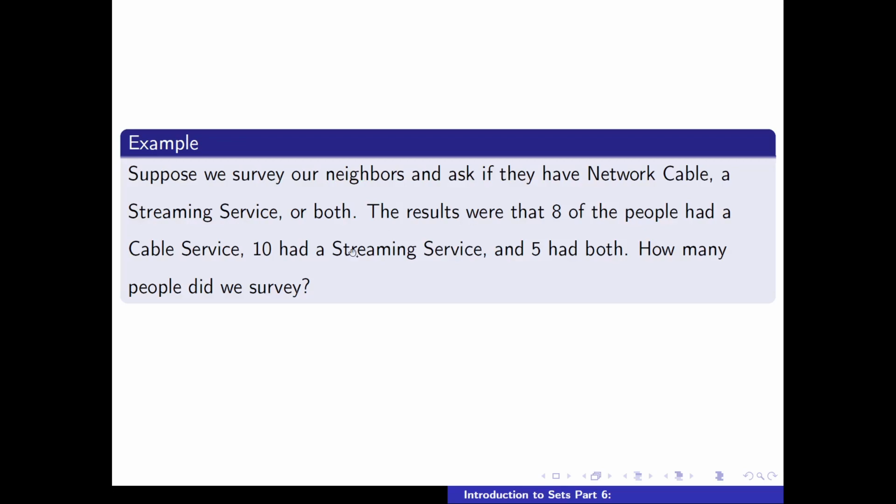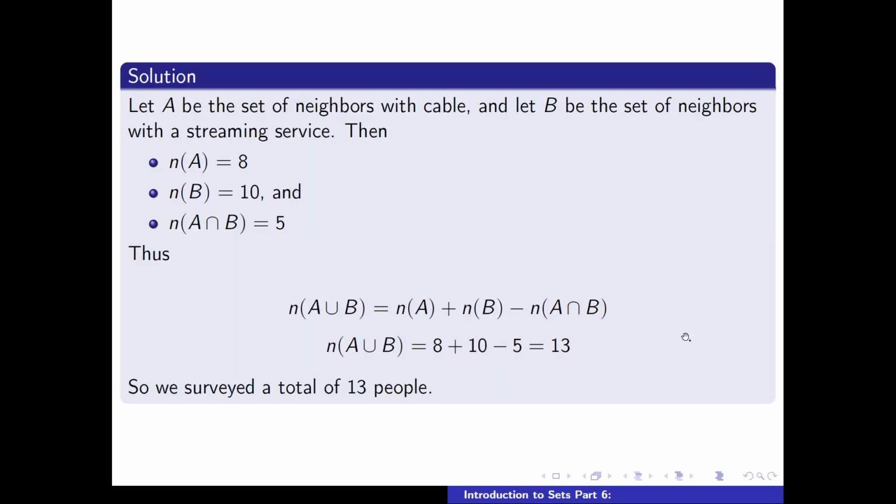We're going to use our sets and what we know about sets and this new formula in order to formalize this, because we want to know how many individual people we surveyed. So let A be the set of neighbors with cable, and let B be the set of neighbors with a streaming service. Then the cardinality of A is 8, the cardinality of B is 10, and the cardinality of the intersection of A and B is 5.